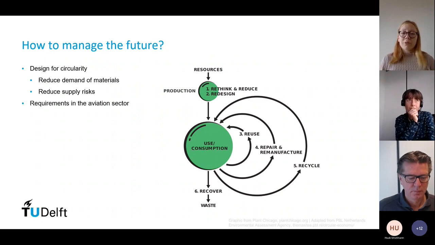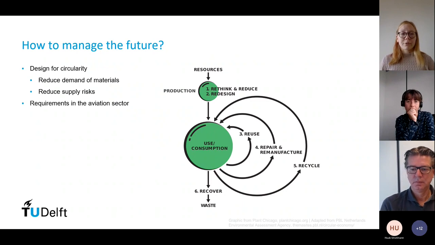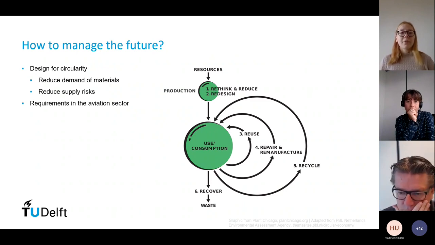Then we can come to the use and consumption phase. It doesn't mean that we need to throw the materials away and waste them after use. We can hopefully reuse some components, repair and remanufacture them, or recycle the materials at least. All of these strategies actually help to reduce the demand of critical raw materials, and materials in general as well. They also help to reduce the supply risks of materials because we in the European Union are less import reliant and we can actually supply our own materials.